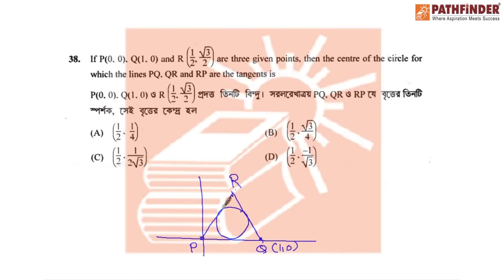So we need to find the circumcenter, but in this case this distance is 1 and this distance, if we calculate, is also coming as root over of 1 by 4 plus 3 by 4, which is equal to 1. So basically this is an equilateral triangle. For an equilateral triangle, circumcenter, incenter, centroid, everything is the same, which is equal to 1 by 2 and 1 by 2 root 3. Option C is correct.